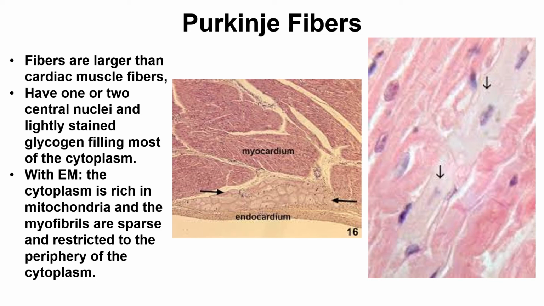Let's go to the right-hand figure. Fibers labeled by these arrows are larger than the contractile fibers in the rest of the myocardium. They appear pale, and they contain one or two nuclei, and the cytoplasm is filled with glycogen. Under the electron microscope, the sarcoplasm of Purkinje fibers is rich in mitochondria, while myofibrils are sparse and pushed to the periphery of the sarcoplasm.